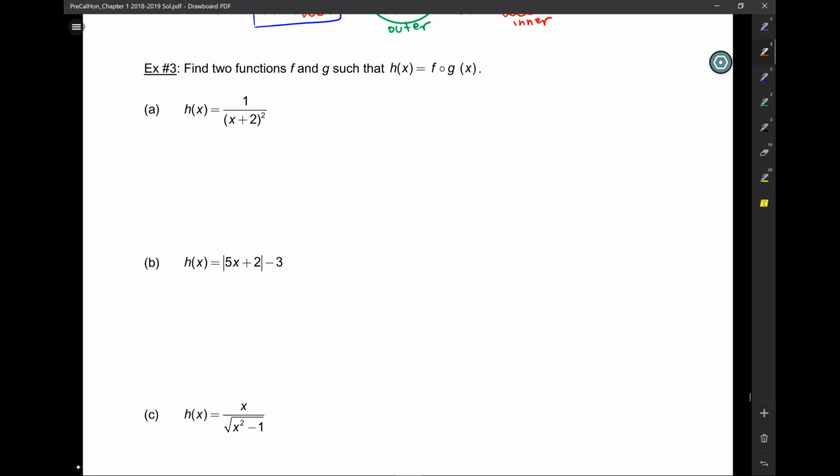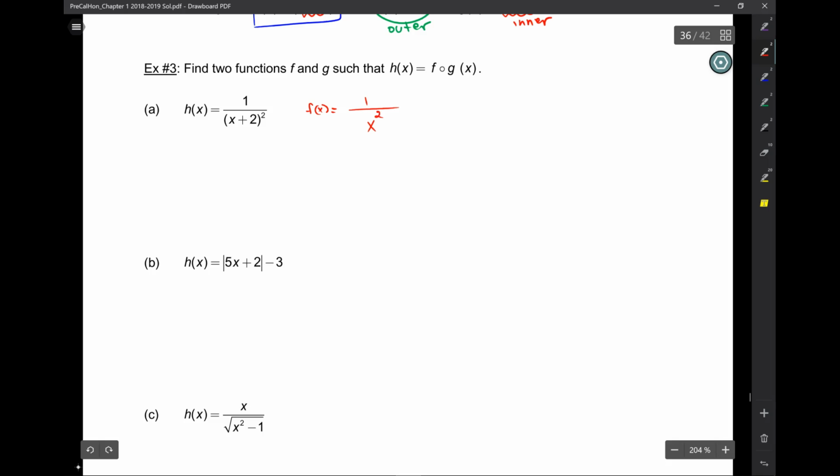Take a look at here. At first glance, zoom out of this, right? What do you see as the outer skeleton? You see 1 over something squared, okay? So my outer function, my f of x, is 1 over something squared.